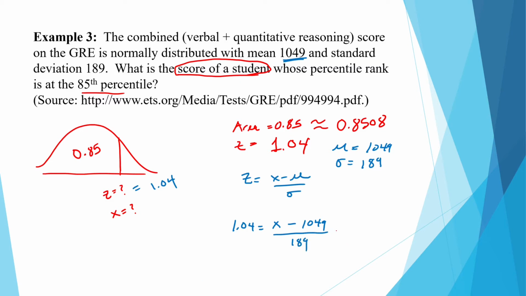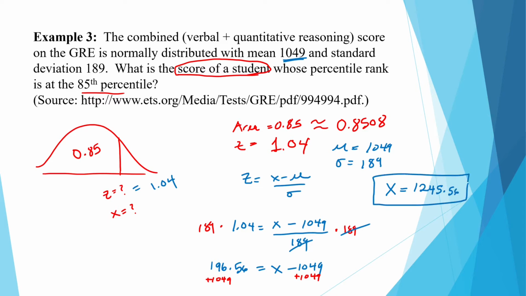I'm going to multiply both sides by 189. On the left, I have 196.56 is equal to, well, the 189 and the 189 cancels out. X minus 1049. And then we'll add 1049 to both sides. And this gives us x equals 1245.56.